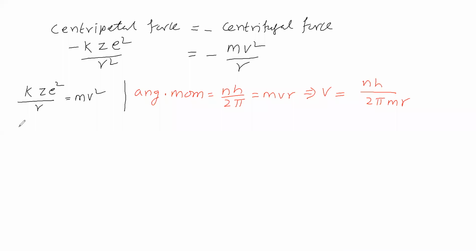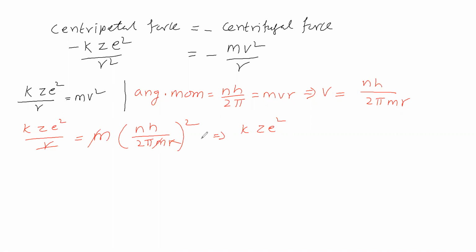So let us substitute v. We will get k z e square by r is equal to m times v, where v is n h by 2 pi m r, and we write this squared. Then we cancel some terms: one m we cancel, and one r we cancel. So we get k z e square is equal to n square h square by 4 pi square m r.